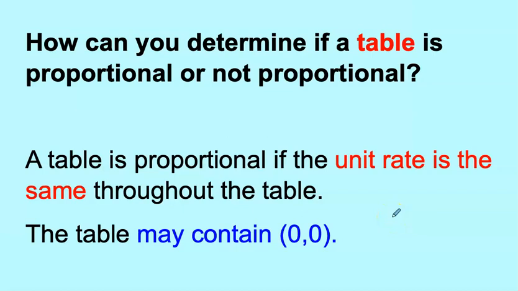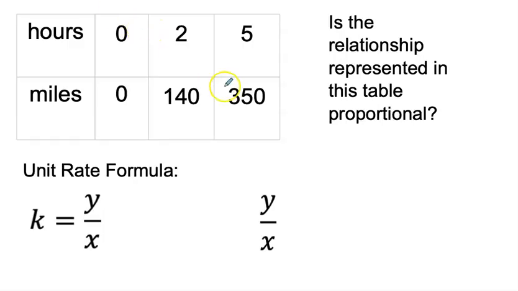0, 0. So it doesn't have to contain 0, 0, but it's okay for it to have 0, 0 in it. Just like when you look at a graph, the graph contains 0, 0, so it's fine if there's 0, 0 in the table. Let's start by labeling x and y.